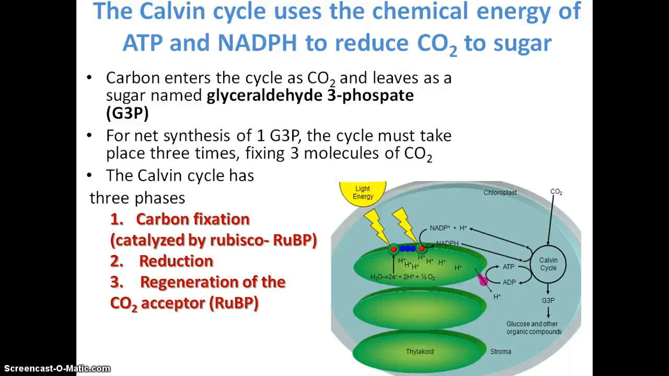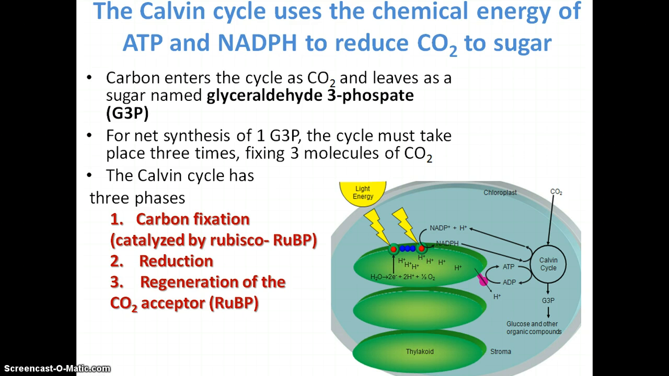So here goes part 5 of our lecture on photosynthesis in chapter 10, and our last part. We left off with beginning our look at the Calvin cycle, and I wanted you to know that the Calvin cycle uses the chemical energy of ATP and NADPH produced through those light reactions in the electron transport chains in the thylakoid membrane. These molecules are now used to reduce carbon dioxide to sugar.